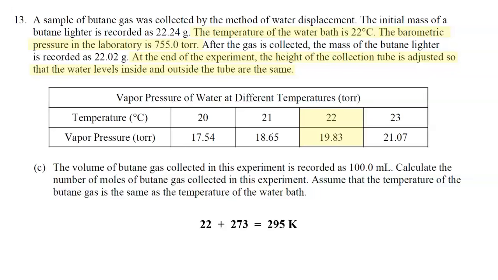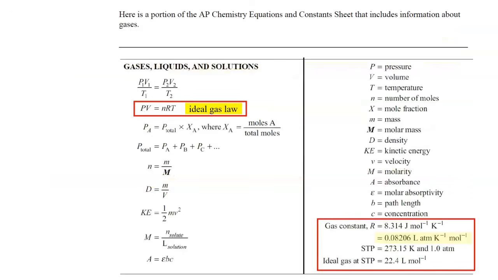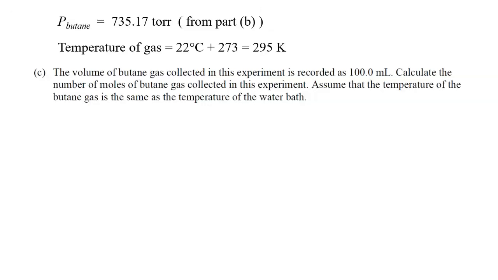So now we have the temperature of the gas, we have the pressure of the gas, and we have the volume. So we're going to use the ideal gas law to calculate the number of moles. The ideal gas law is PV equals nRT: pressure in atmospheres, volume in liters, temperature in Kelvin, and the ideal gas law constant R is 0.08206.